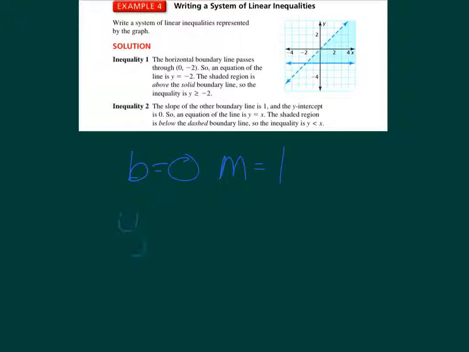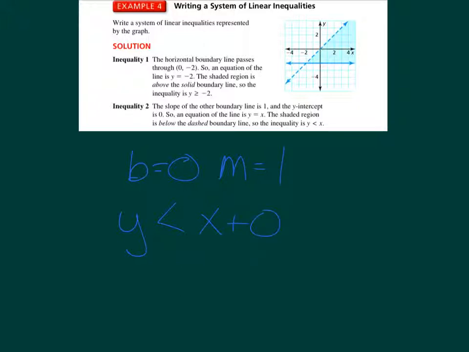Now, I know I need a y and an inequality sign. What's my inequality sign going to be? Is it above or below? It's below, so I want less than. Do I want an equal to bar? No, I don't. And then just fill in 1x plus 0. So it's just y is less than x.